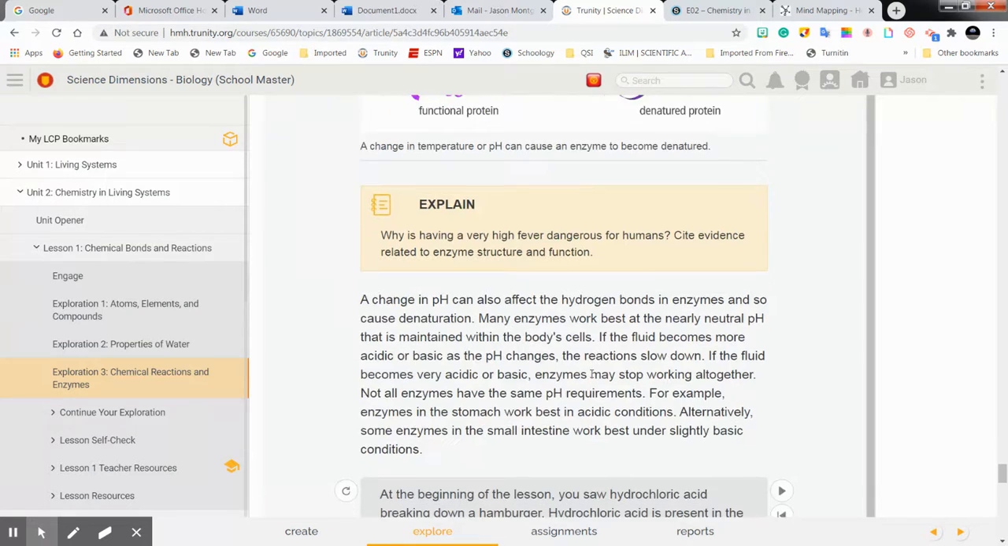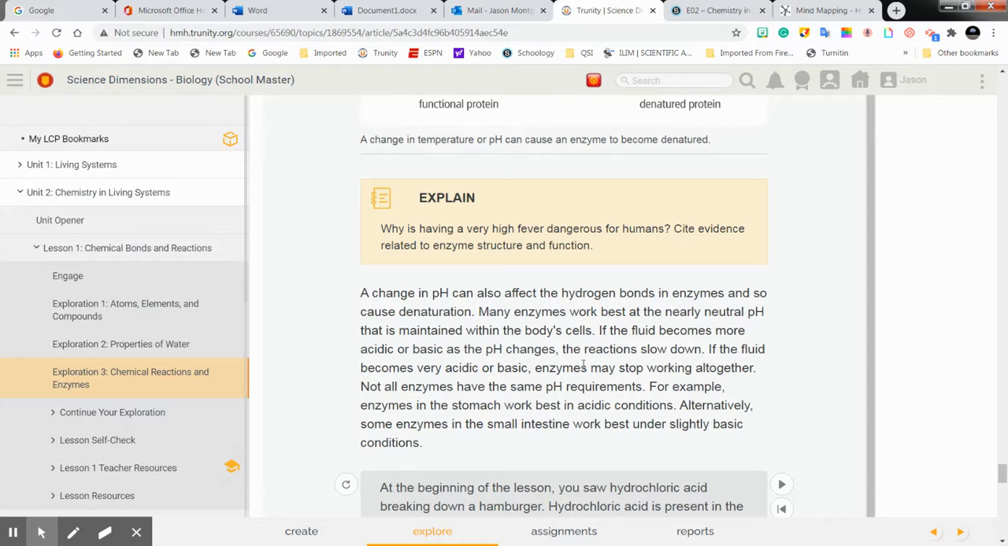So you can look over the rest of that. But nonetheless, these are the two assignments you're going to work on this week: the mind map and also the three-dimensional model of these. 3D means it's three-dimensional, not drawn on a piece of paper. You got to make something. Good luck. Let me know if you have any questions.